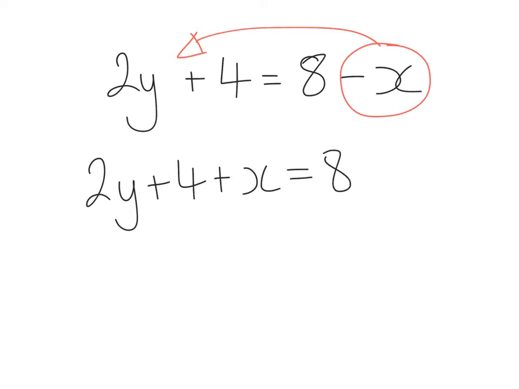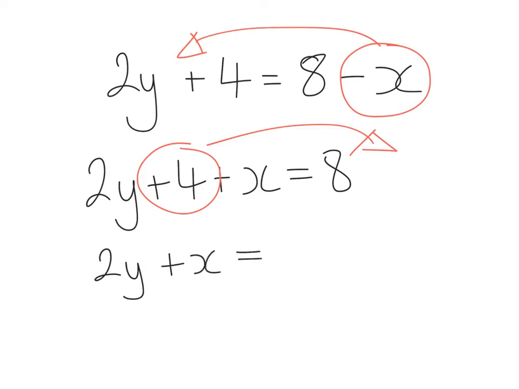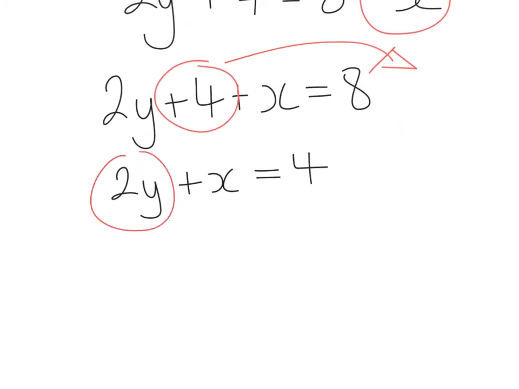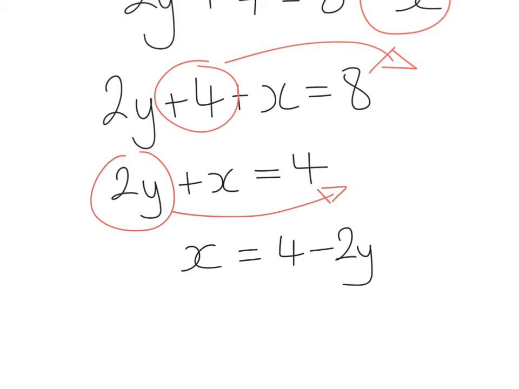Okay? Now, I can either move the 4 across or the 2y. It doesn't really matter which one I'm going to do first. I'm just going to decide to move the 4. So plus 4 is going to become minus 4. So I'm going to have 2y plus x equals, well, 8 take away 4 just leaves me with 4. And then I'm going to move this 2y across. Now, there's no sign in front of the 2y, but because there is no sign, I know that it's positive. So whenever it goes to the other side, it's going to become negative. So I'm going to be left with x equals 4 minus 2y.